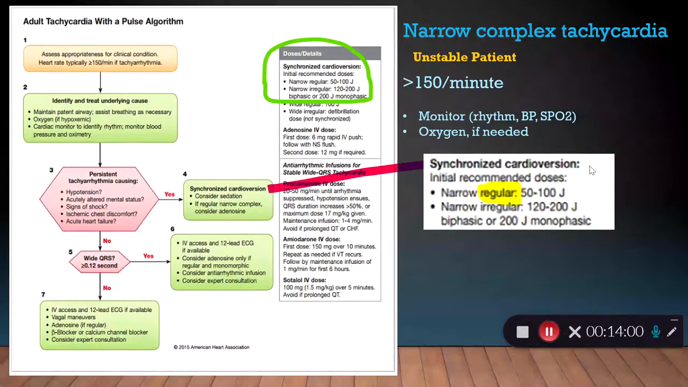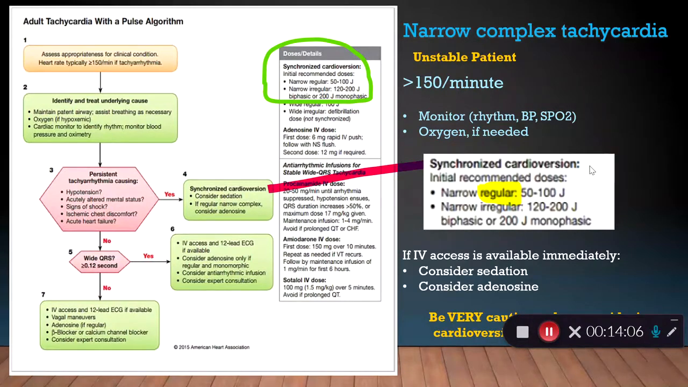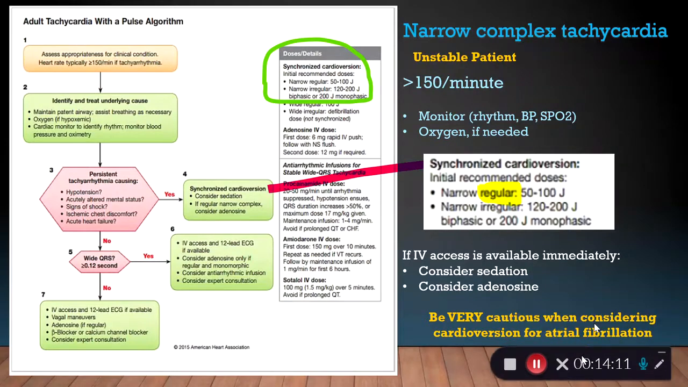Okay, now synchronized cardioversion is kind of cool, but you got to make sure that you do all of the right steps. So we are going to use the defibrillation pads. Okay, and we are going to move quickly with this. Okay, so if we have a narrow regular complex in our unstable patient, then we're going to go 50 to 100 joules. Okay, I personally like to start at 100. I want to do this one time. I want it to work.